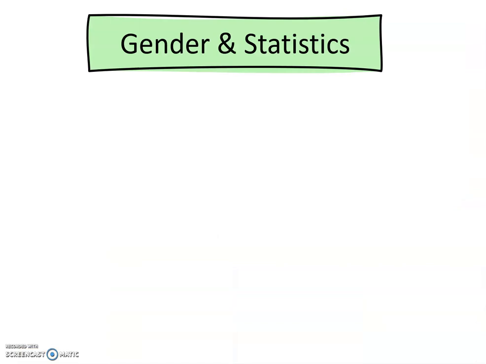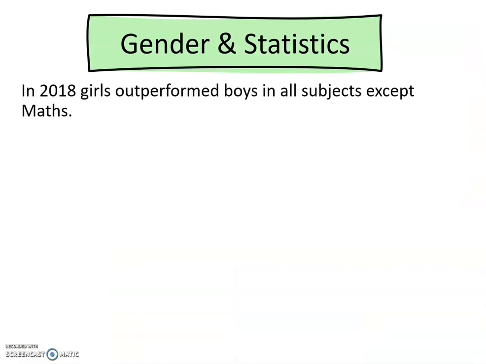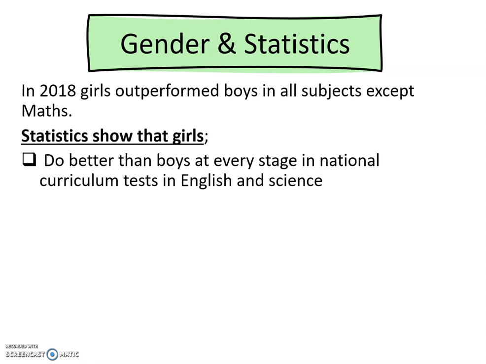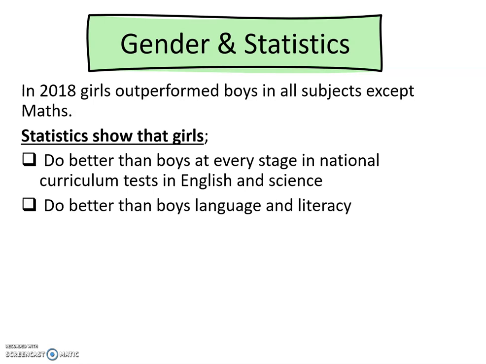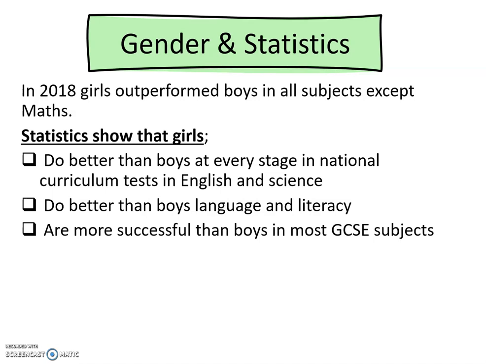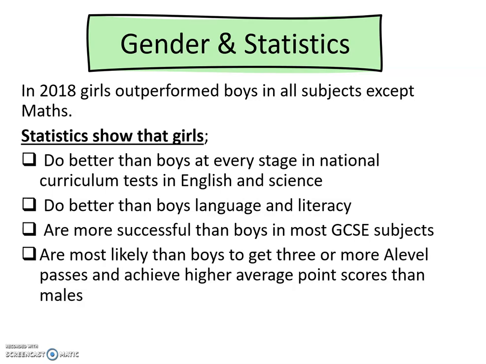So, gender and statistics, what do they say? In 2018, girls outperformed boys in pretty much every single subject except maths. Statistics show that girls do better than boys at every stage of national curriculum tests, which are the ones you have at primary school. They do better than boys in language and literacy, are more successful than boys in most GCSE subjects, not all but pretty much most of them, and are more likely than boys to get 3 or more A-level passes and achieve a higher point score than males.